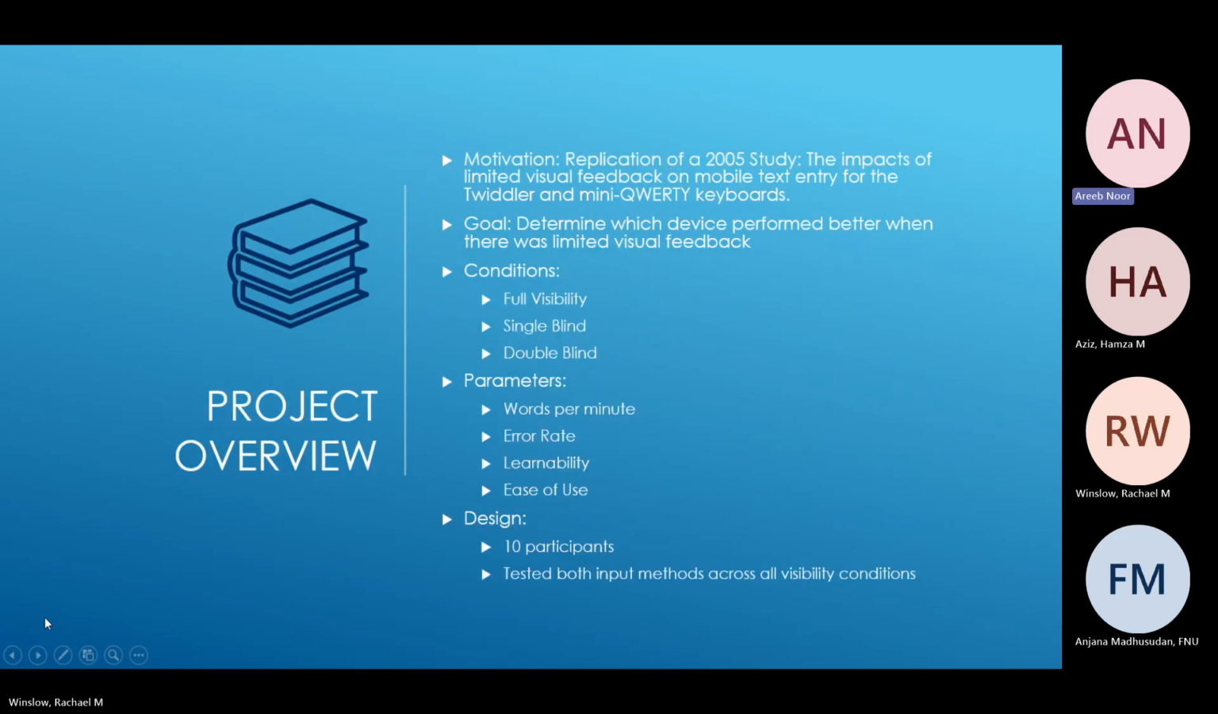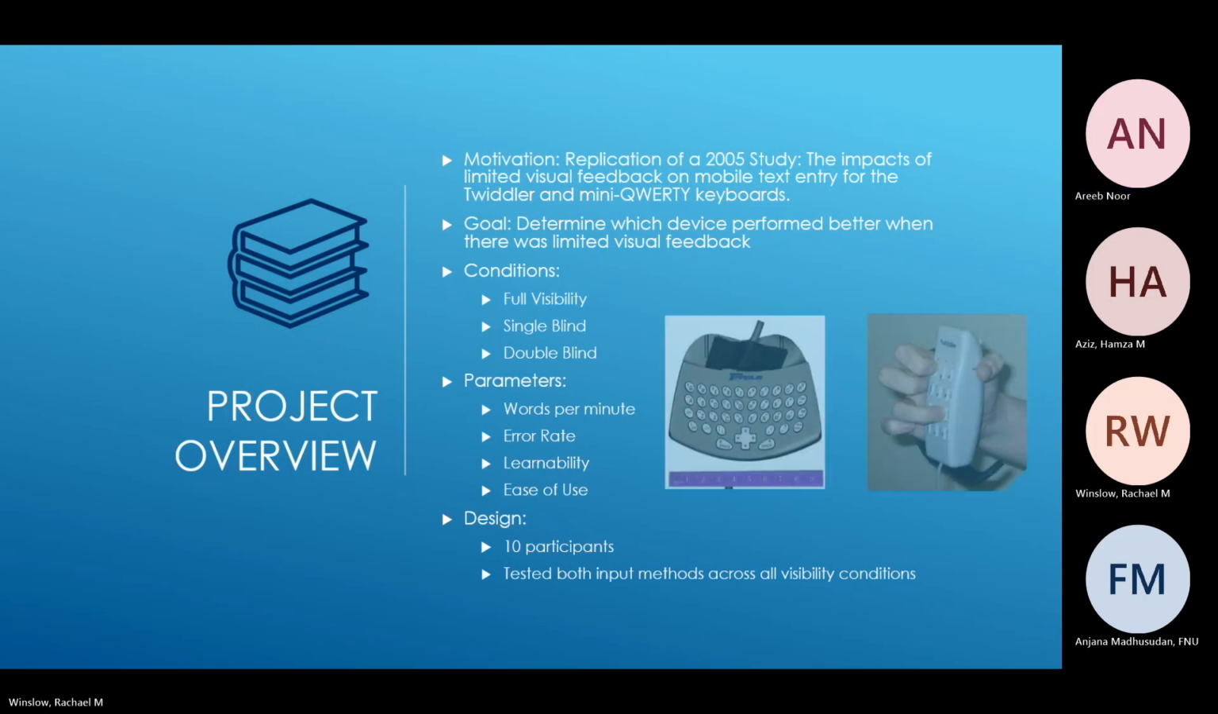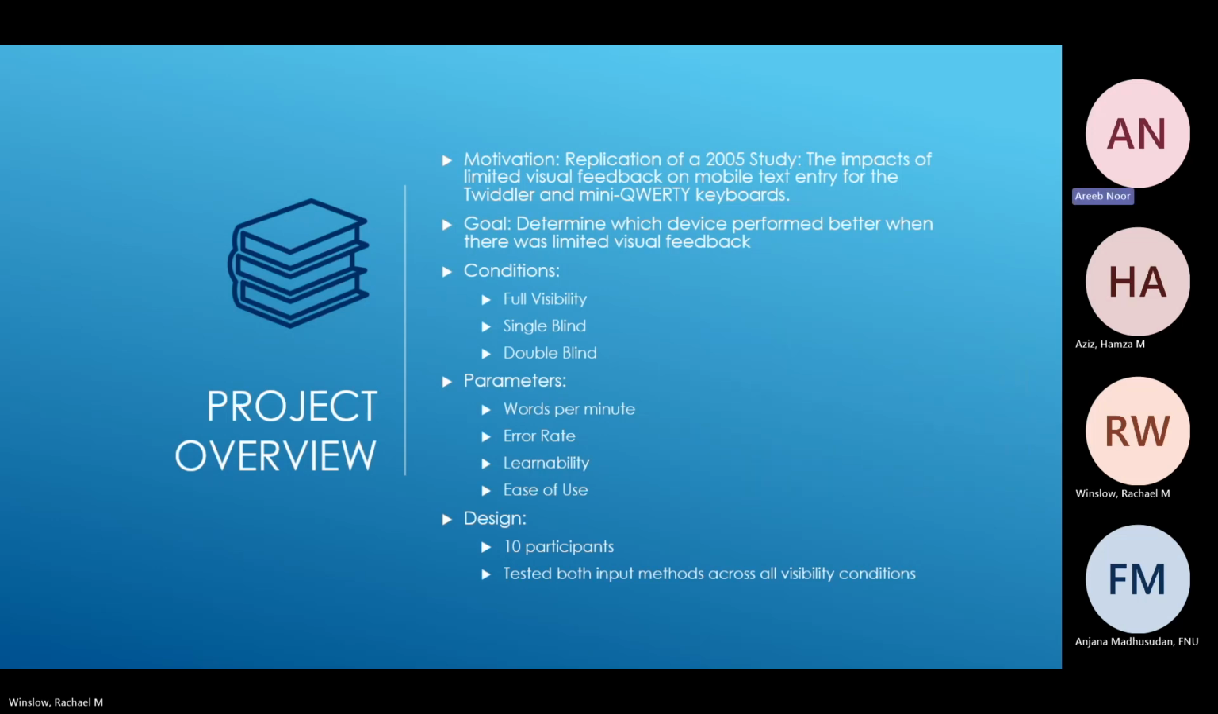This project began as a replication and modernization of a study from 2005 that explored limited visual feedback that affected mobile text entry. The original study focused on input devices like the Twiddler and mini QWERTY keyboards, which were early mobile text entry tools. So they focused on which device performs better when users can't rely on looking at the screen. So in terms of study design, we recruited 10 participants, each of whom tested both input methods, tap and swipe, under all three visibility conditions.